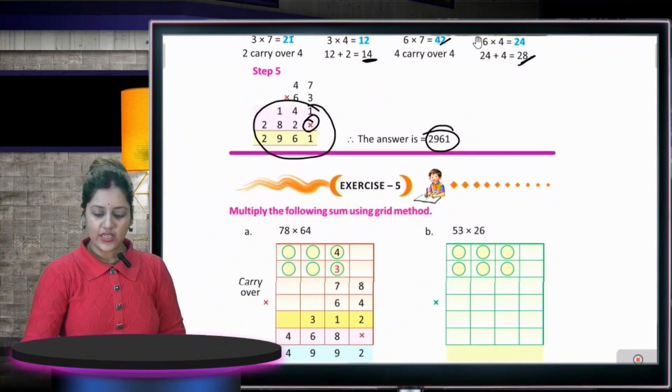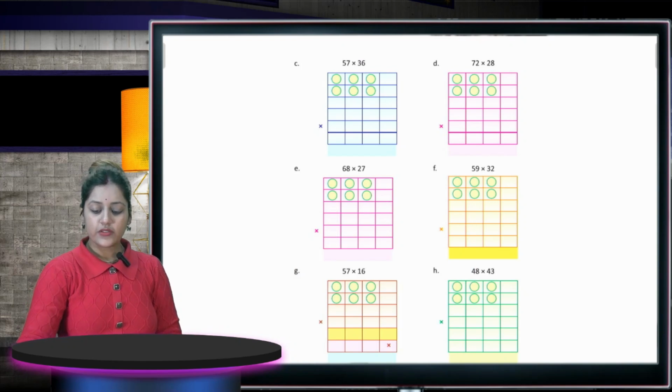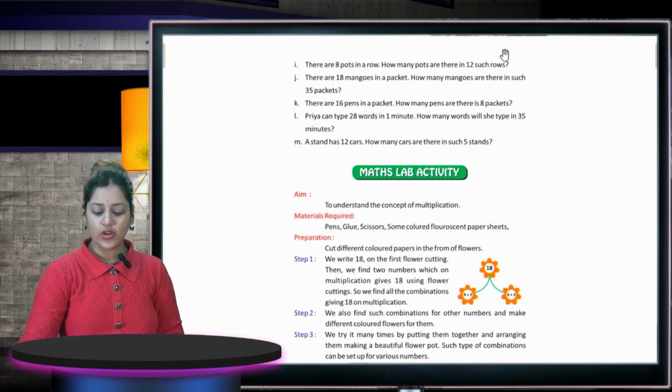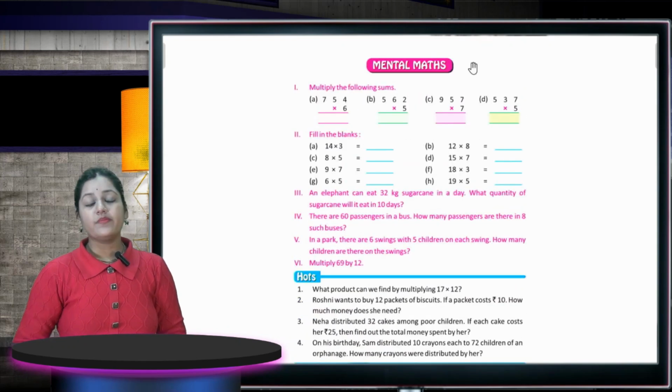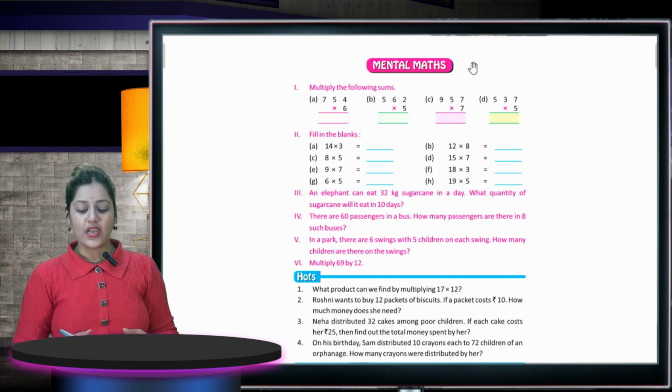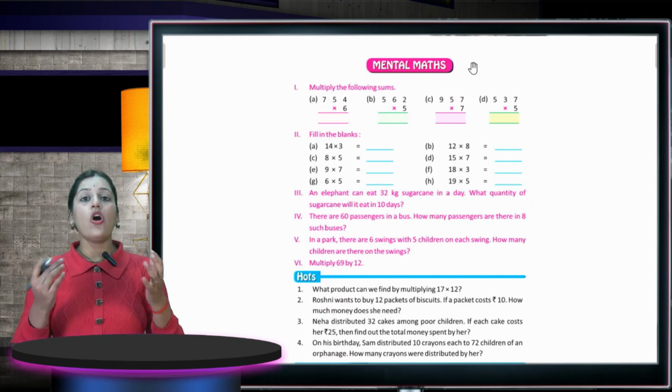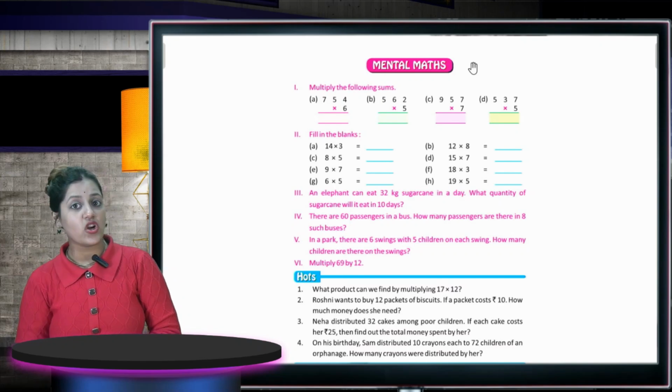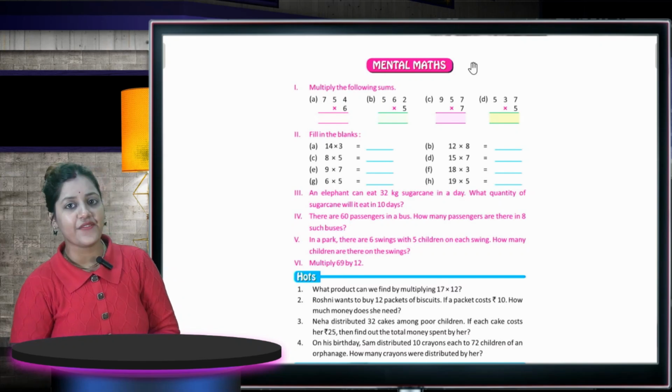This is your exercise 5. You have to do this with the grid method. This one is your word problem and math lab activity, and the last one is your mental math. So all these exercises you have to do by yourself to clear all your doubts and confusion.